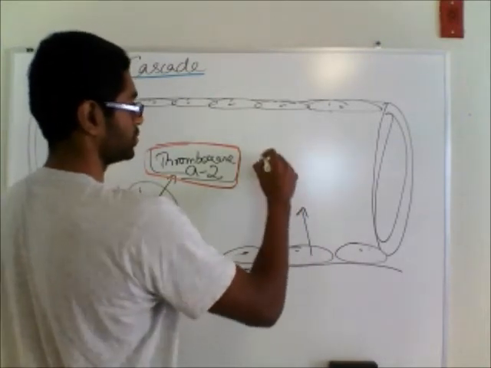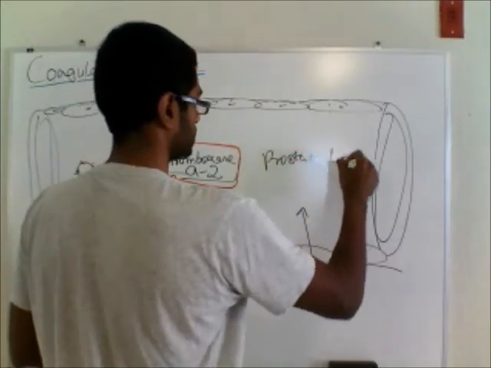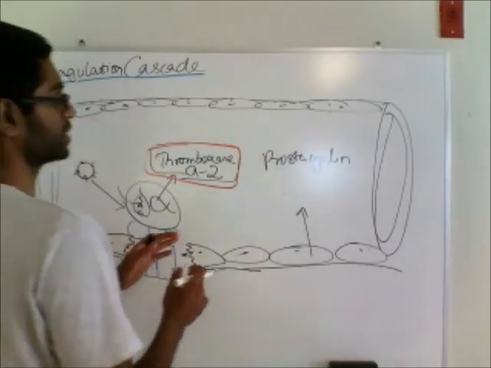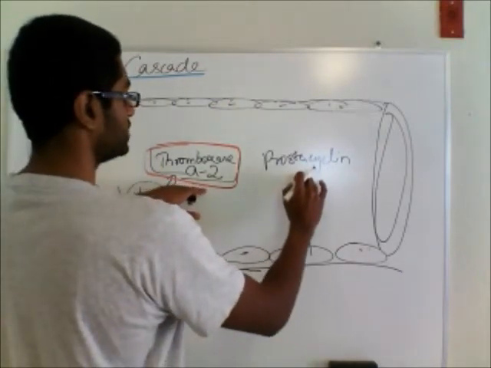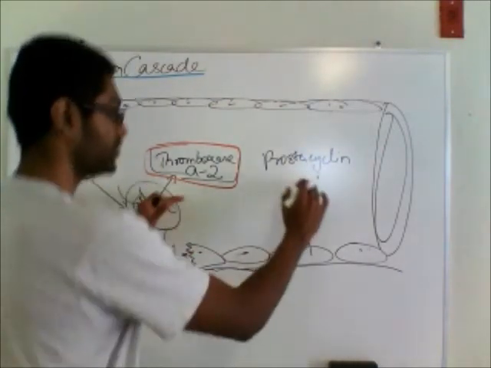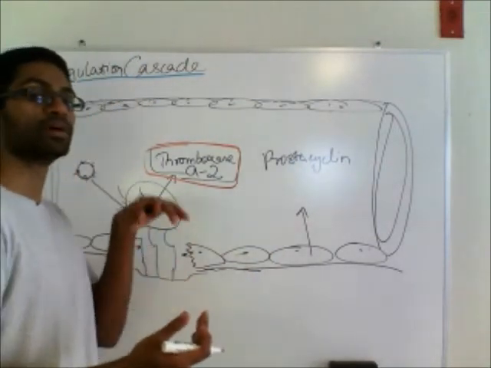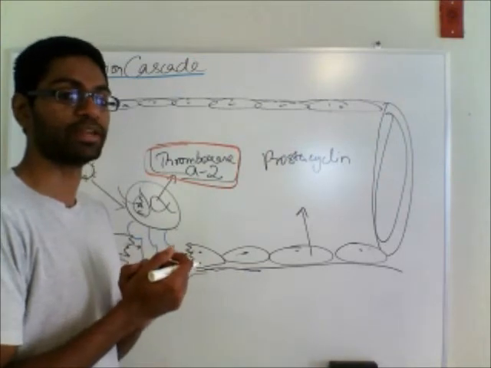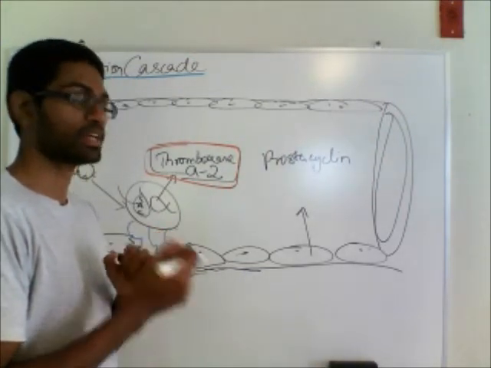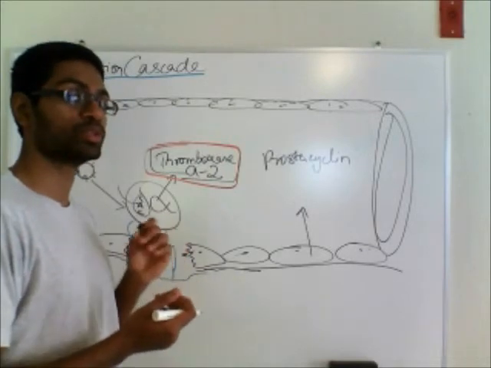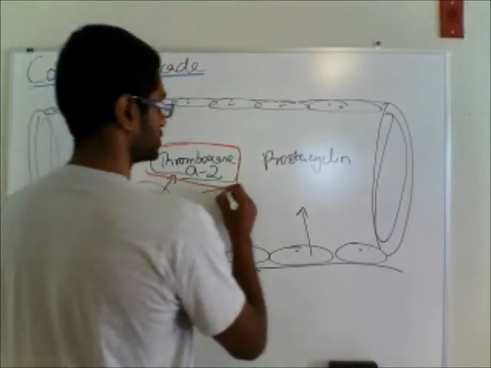PGI2, right? PGI2 or prostacyclin. All right. So now here's the thing. The ratio of these two molecules controls the amount of blood coagulation and circulation, and basically how smooth the blood is flowing. Okay. So basically, it's a balance.